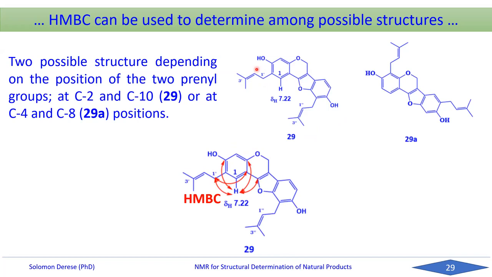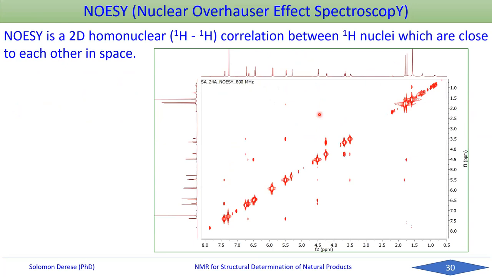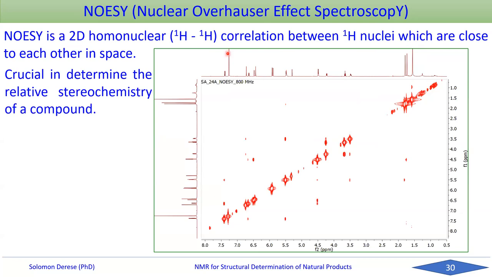Another experiment one can use is NOESY. COSY gives us information on protons that are joined to one another through a chemical bond. But NOESY will give us information about protons that are in close spatial proximity. This proton and these protons are close to each other. They are not necessarily bonded to each other. And NOESY can be used for determining the relative stereochemistry of a particular compound, among other things.